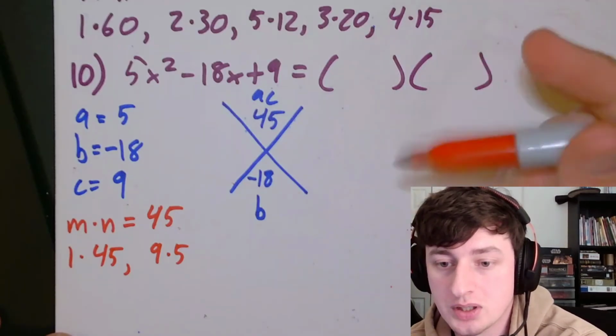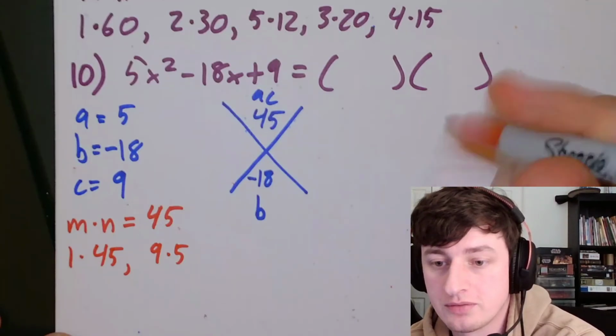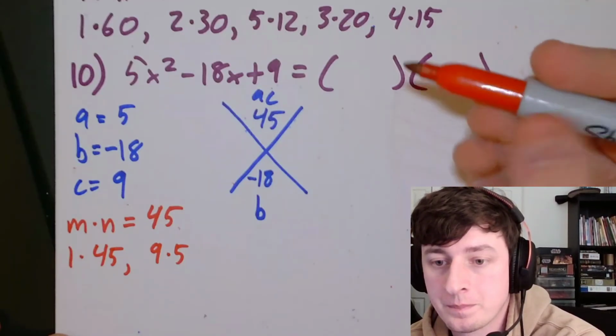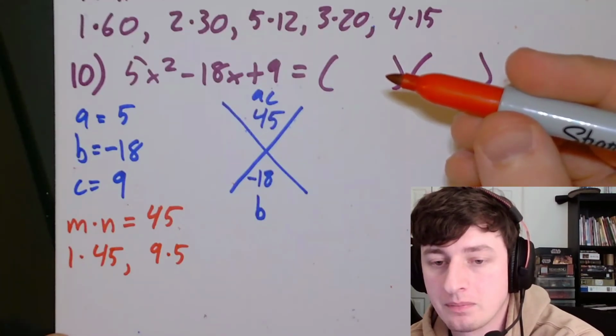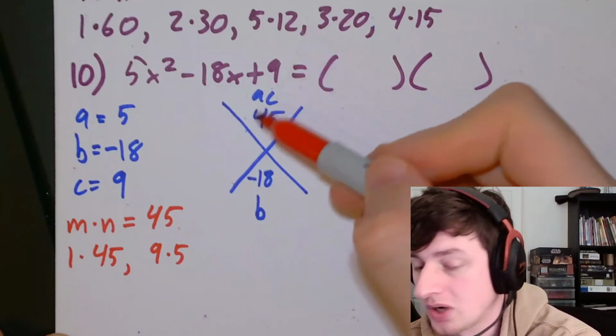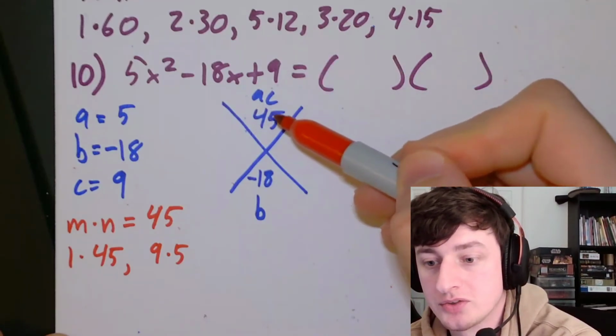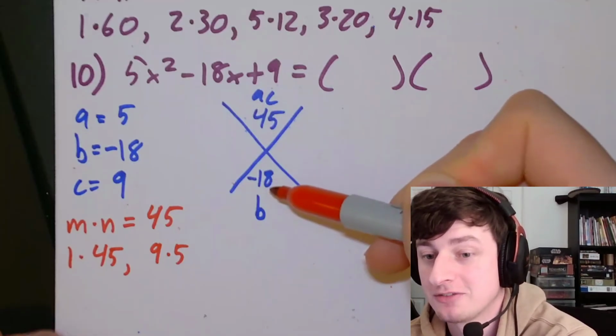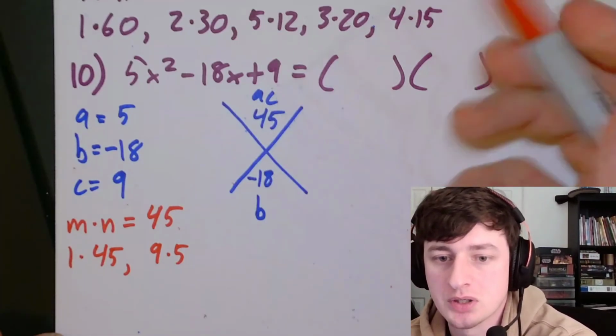I think that's too big, Kyle. 6 times 12 is 72. Yeah, so that's why we do the top part first, because it's really easy to come up with numbers that add to make negative 18, but they got to multiply to make the 45.